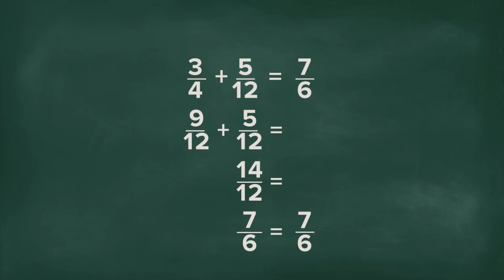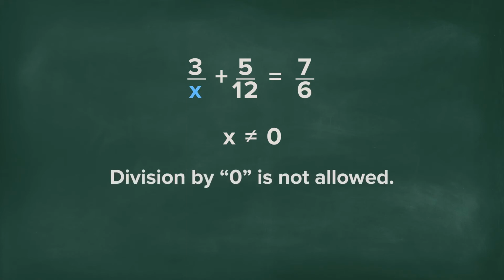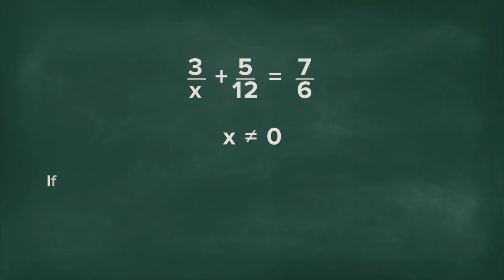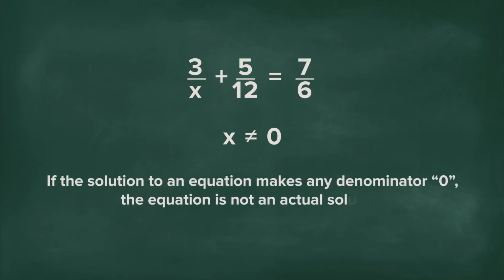So, the solution checks. By the way, when we have an equation like this, x cannot equal 0. We can't have a denominator that equals 0. Remember, division by 0 isn't allowed. If the solution to an equation makes any denominator 0, it is not an actual solution. So when we solve the equations, we'll check that the solution we get is allowed. Remember that as we solve this next equation.